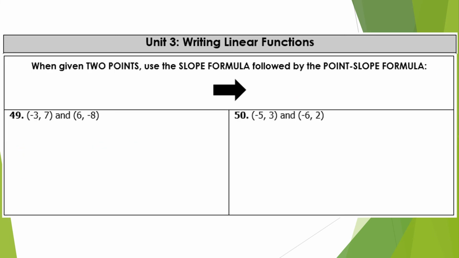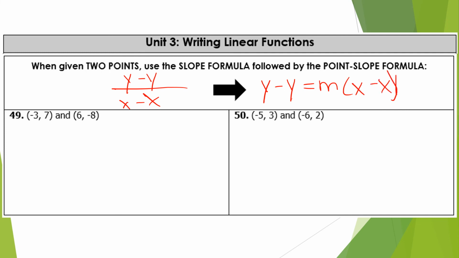We also had some examples where we had to do a little more work. So we had to find the slope first and then write in point slope form using the point of our choice. So let's take a look at number 50. I need to start by finding my slope. Y minus y. Match it up, x minus x. We've got a 1, double negatives become positive over 1. So we have an m value of 1.